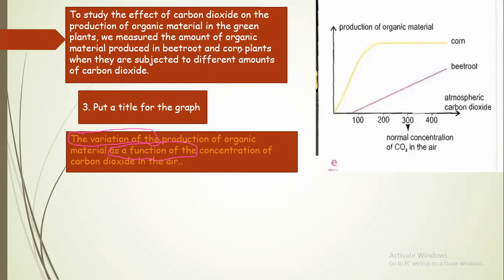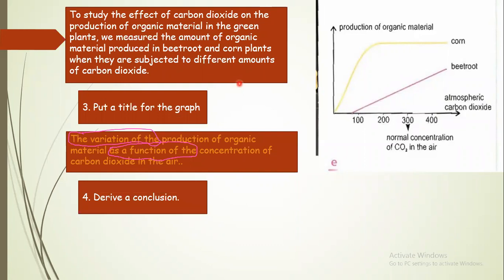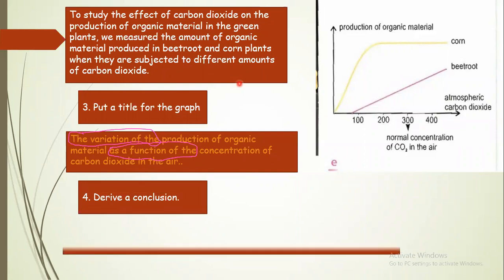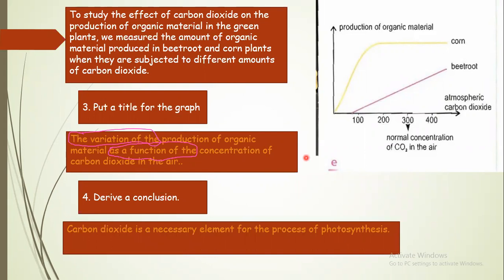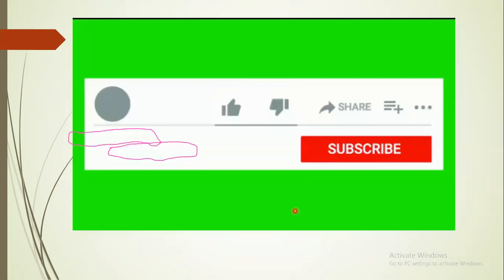And then derive a conclusion. What do we conclude from this graph? So from this graph, we can conclude that yes, carbon dioxide affects the production of organic material. That means carbon dioxide is a necessary element for the process of photosynthesis, or for the process of producing organic material. Okay, so from this lesson, we have learned that light, carbon dioxide, and chlorophyll are the three elements necessary for photosynthesis.